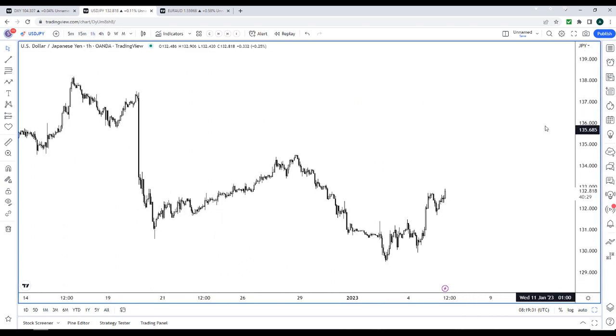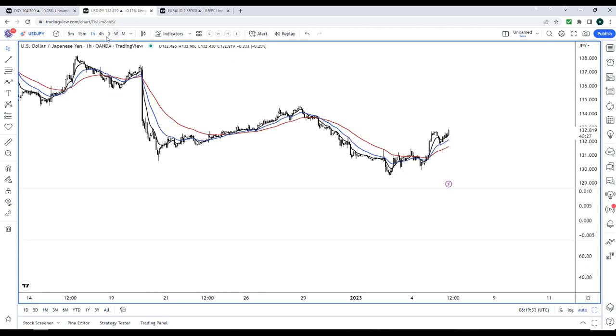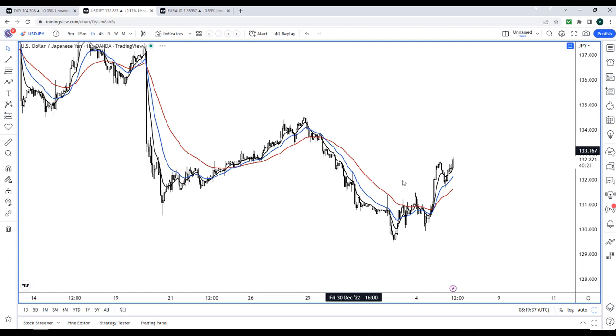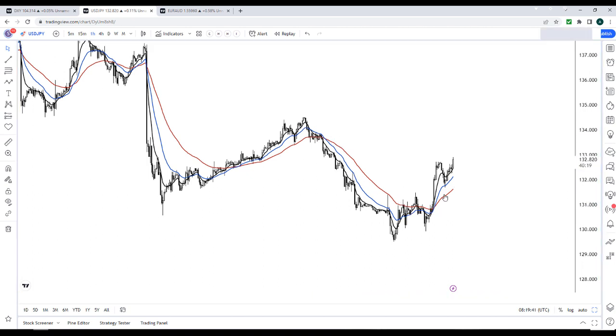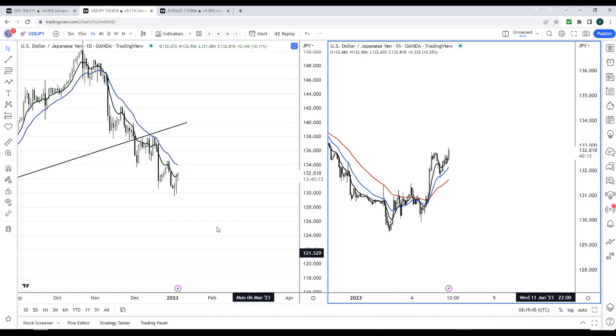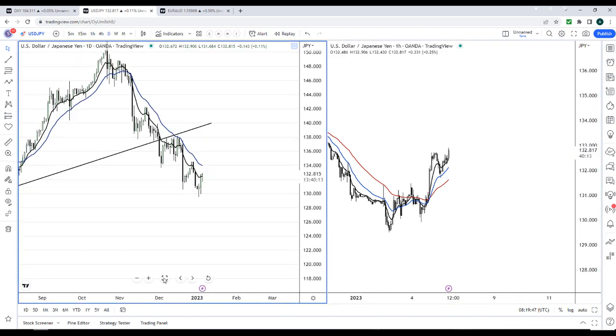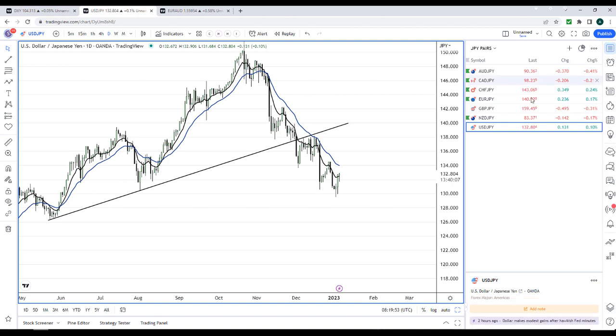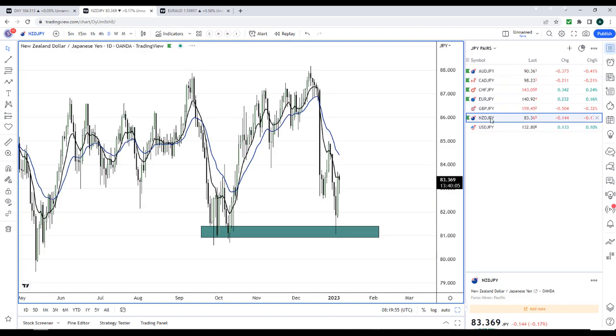Hourly, can put our moving averages back on. If you're a moving average trader, then you may want to wait for the moving averages to cross in a bearish order. At the moment, they're still bullish. But if I go back to the daily chart here, then we can have a look at the other yen pairs, and they are pretty much the same in effect.